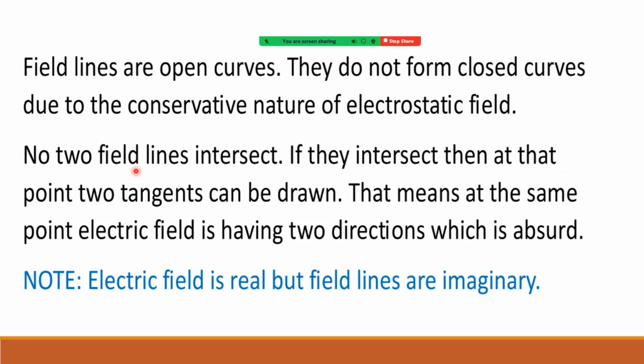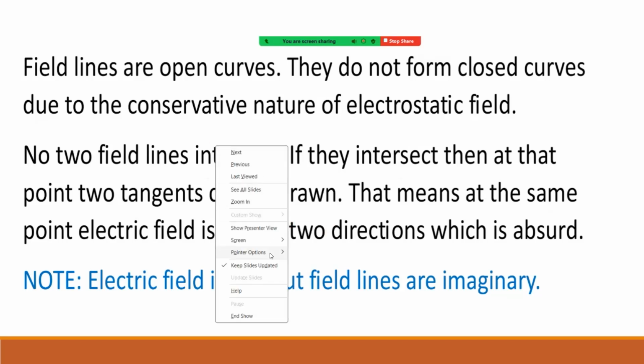Next, no two field lines intersect. Why? Because if they intersect, at that point two tangents can be drawn. That means at the same point, electric field is having two directions, which is not observed. I will explain this point once again. See carefully. Suppose this is one field line, and this is one more field line.